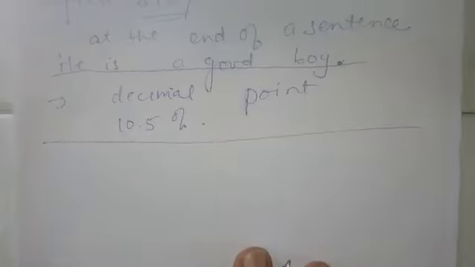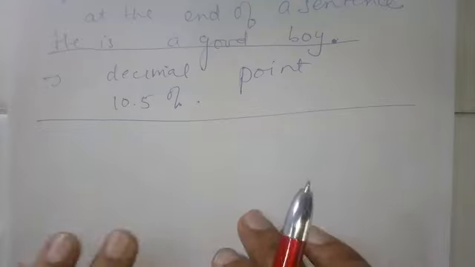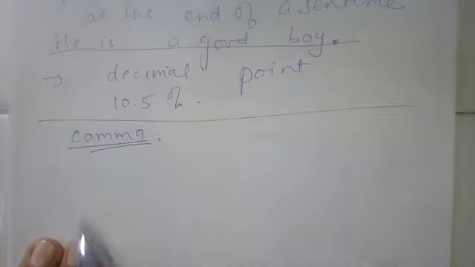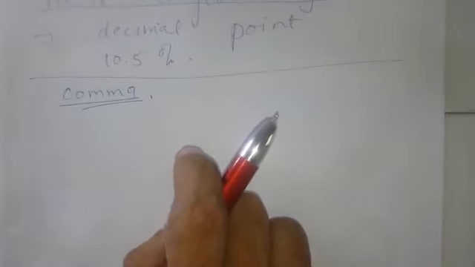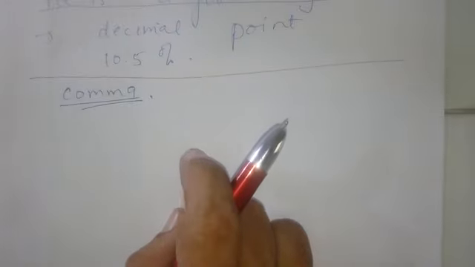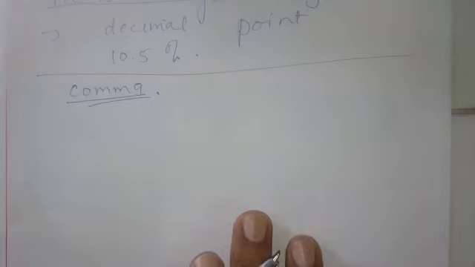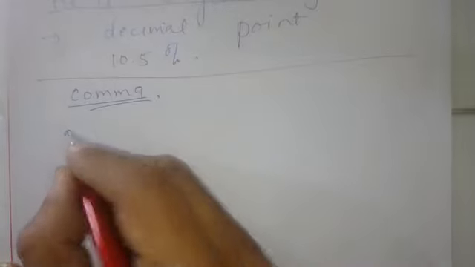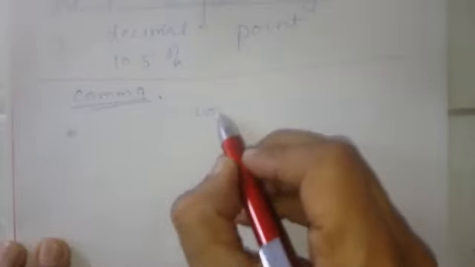Now the main point on which this video is based is the comma, and how to use it. What is the main purpose of the comma? The main purpose is to separate the sentence and to change the meaning of the sentence. You know that I mostly talk in my videos about connectors. So the main purpose is this: whenever you have to write a connector, try to use a comma with it.